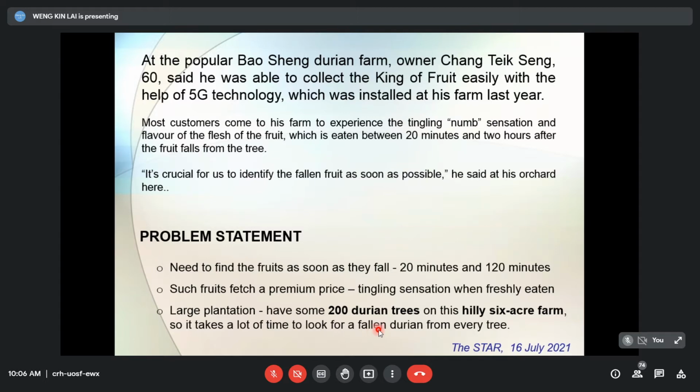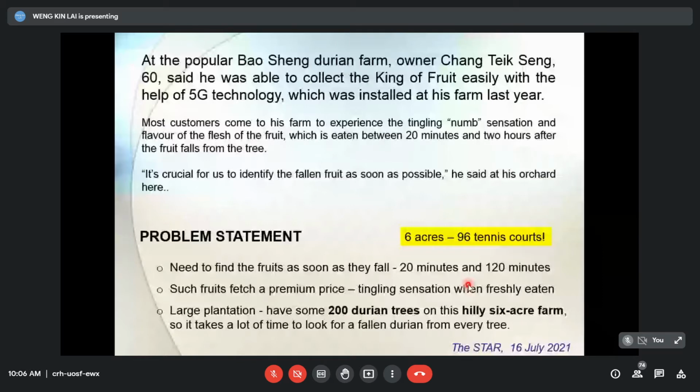Now, what is 6 acres? 6 acres is very large. How big is it? As an example, 6 acres is equivalent to 96 tennis courts. So imagine you have to look for those durians in such a large area as soon as possible. I don't want you to go all over the place. If you know exactly where the durian has fallen, you can quickly go to the exact location rather than wasting time looking at other places.